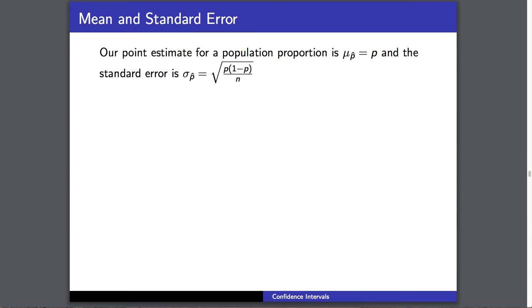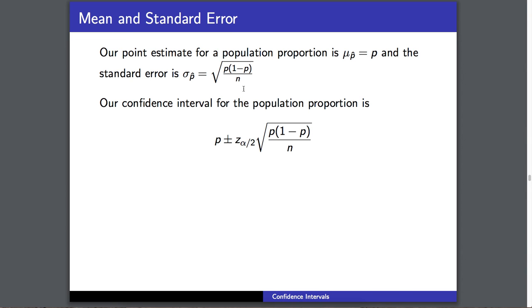So our point estimate for our confidence intervals for our population proportion is the probability of obtaining a successful outcome from our sample. So much like we talked about with sampling distributions, the mean of our sampling proportions target the population proportion. So that's what we're going to use as our point estimate as well, that probability of success from our sample. Our standard error is the square root of the probability of success times the probability of failure divided by the number in the sample, or the sample size.